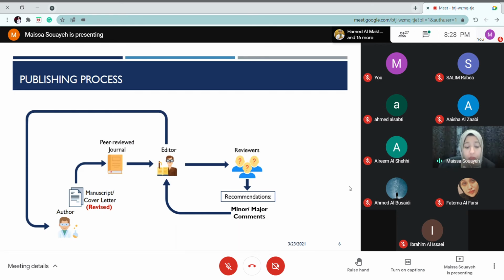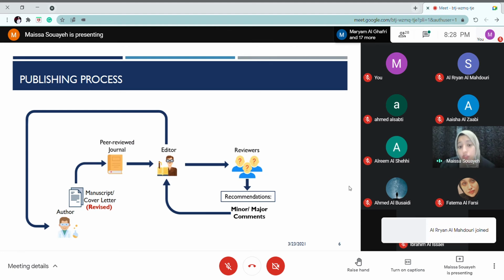For example, when you submit your manuscript to the editor, it should stay with the editor for no more than 1 week in most cases, and then it will be transferred to the reviewers. If you are checking the status of your manuscript and 1 month has passed and it's still with the editor, at that time you have the right to send an email to ask what happened, why it's still with the editor.